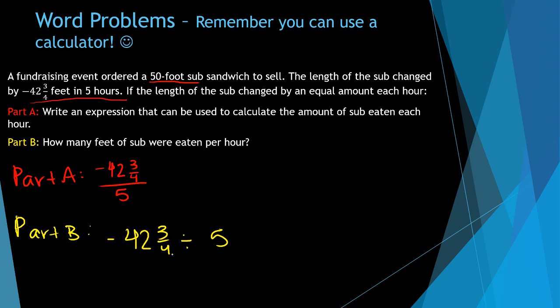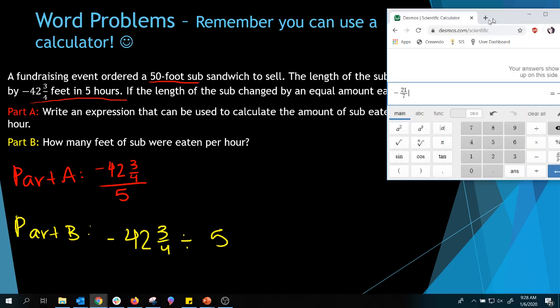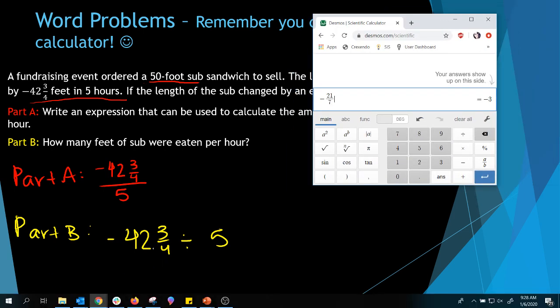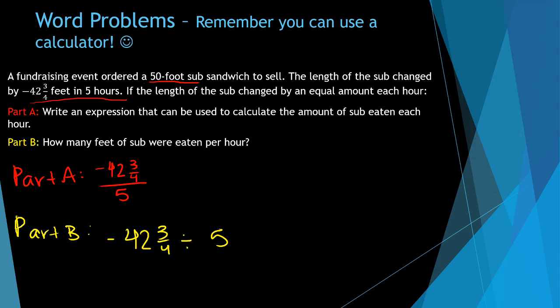But before I type this into my calculator, I want to make it an improper fraction. Okay, so to do that, remember you multiply denominator times your whole numbers. You want to do 4 times 42. And then I want to take that 168 and you want to add it to your numerator, so plus 3, which gives me 171. So I have 171 over 4, and it's negative. Okay, your negative still stays with it. I'm going to divide it by 5.